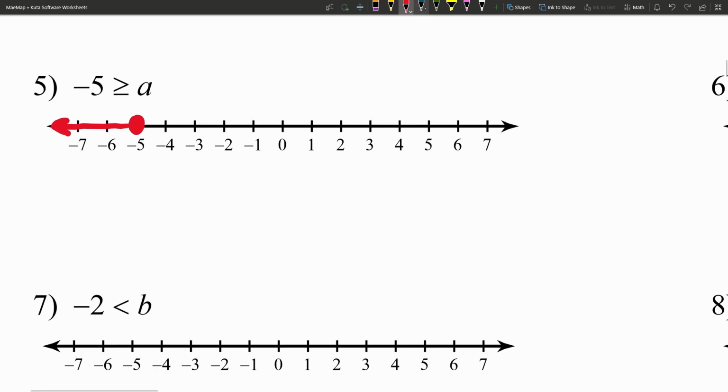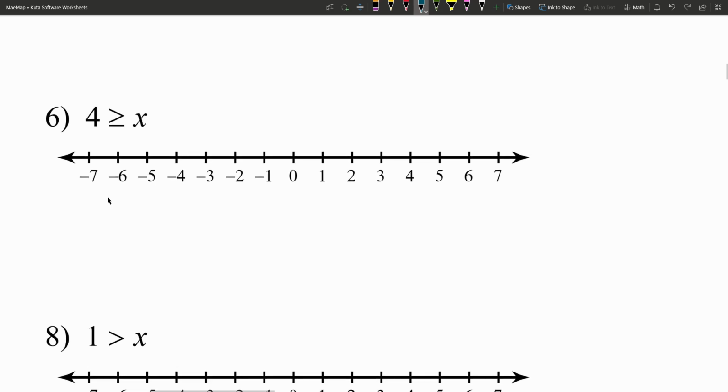And if you ever get confused on which way to shade, pick a value. Let's pick the value of -2 for a. If a was -2, we have that -5 is greater than or equal to -2. Is that true? No, it's not. So because that's not true, we know we don't shade in on that side. Let's continue on to number 6.